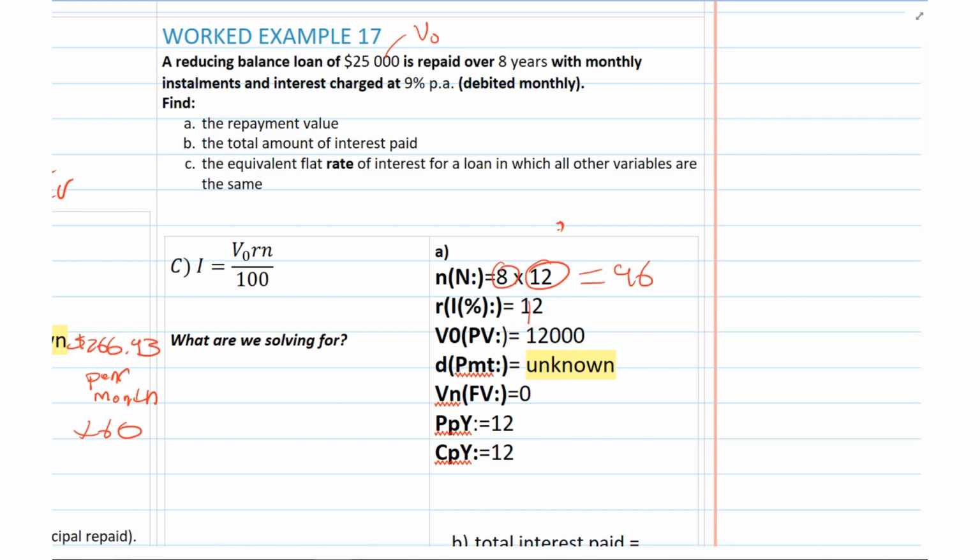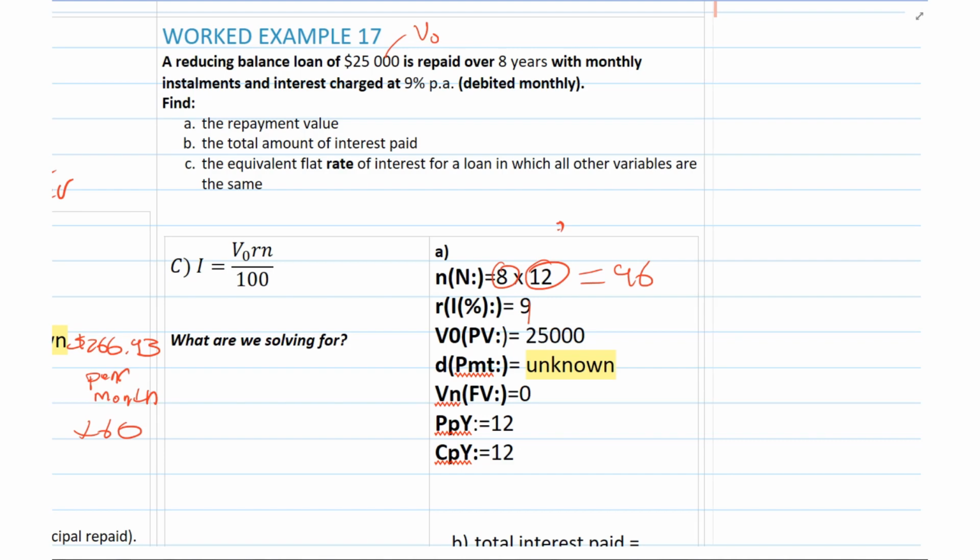So we're told our interest rate, that is wrong there. That actually should be 9. Let me change that. Okay, so we've got our 9% there. We've got our V0, our principal value, of 12,000. That should be 25,000. Let me change that as well. So that's 25,000.